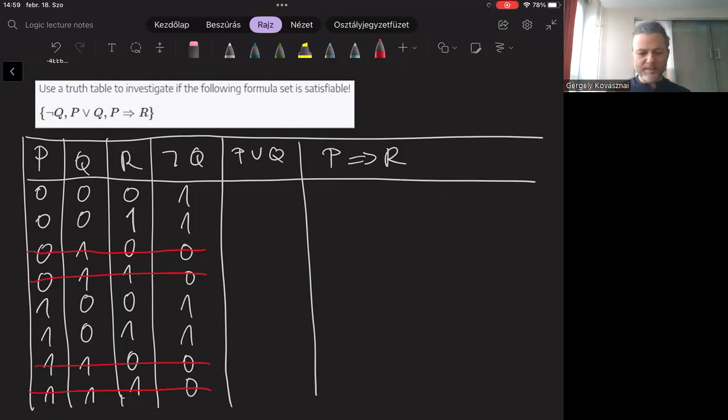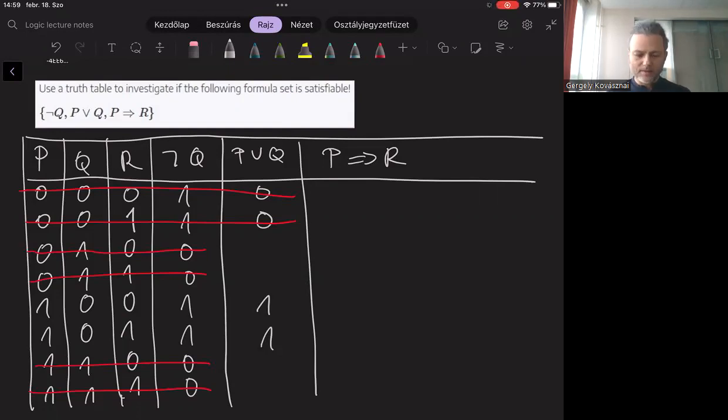Okay, let's continue with P or Q. Well, in the very first interpretation, since P and Q are both 0, the formula's value is 0, and it's the same in the second interpretation. And immediately, since we want to do the calculation in a smart way, we can rule out those interpretations as well, right? Because they made P or Q false. So we are not interested in those 2 interpretations anymore. In the 2 remaining interpretations, P or Q are 1, 1.